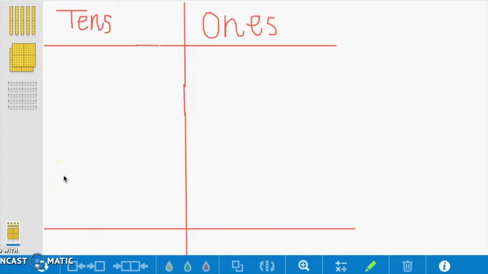Now we can show this pictorially. Our original problem is still 60 cupcakes minus 43 cupcakes. So I'm going to begin by drawing 6 lines in the tens place that represents 60 cupcakes. And since there are 0 in the ones place, we will not put any over here.